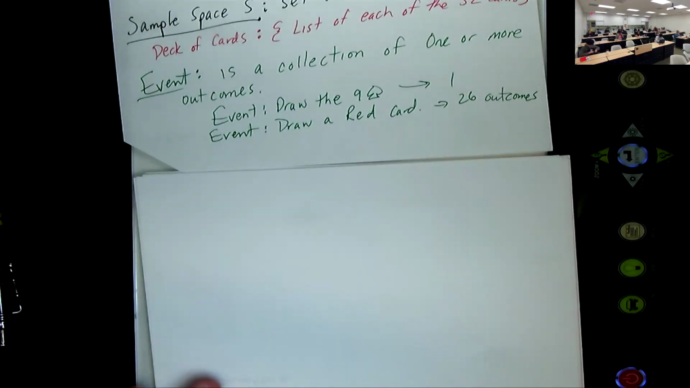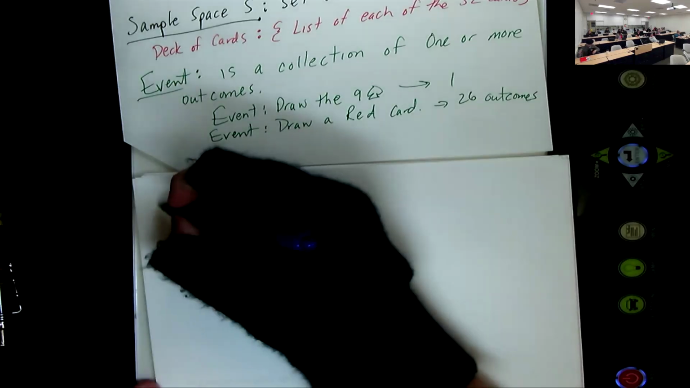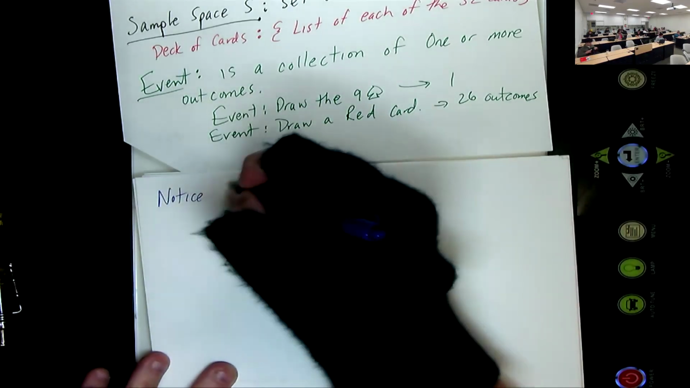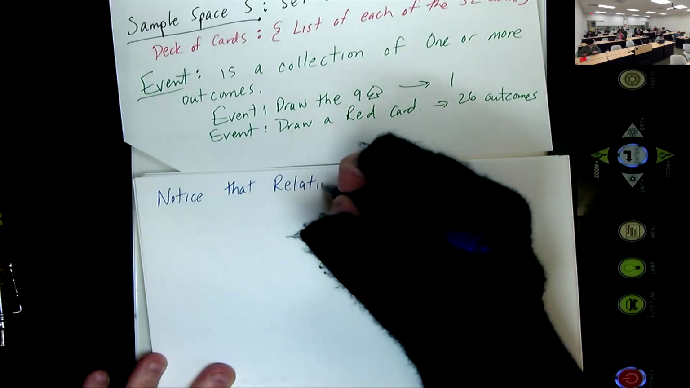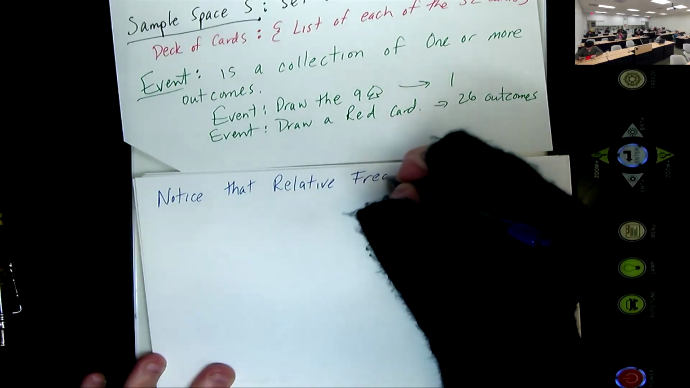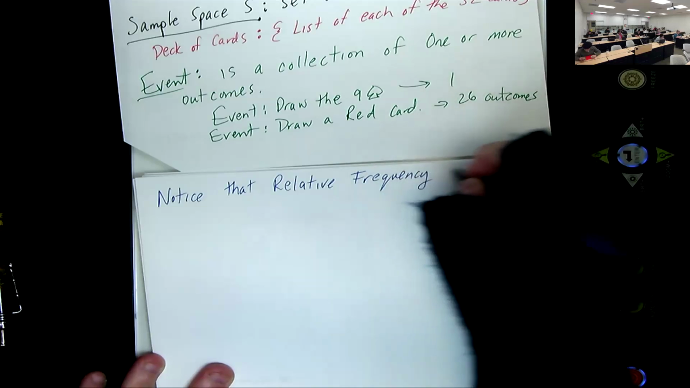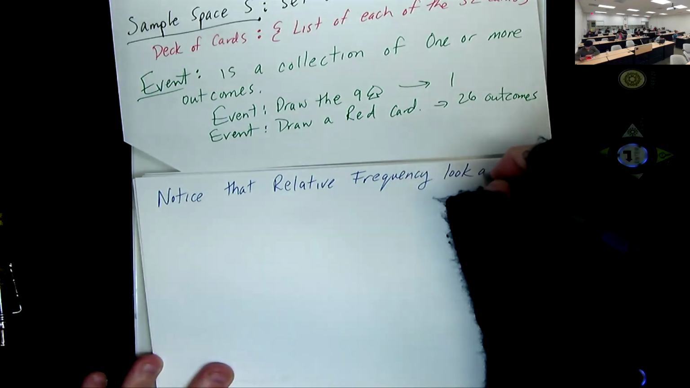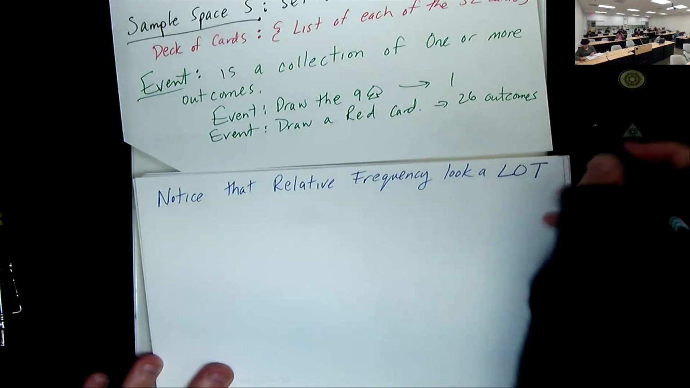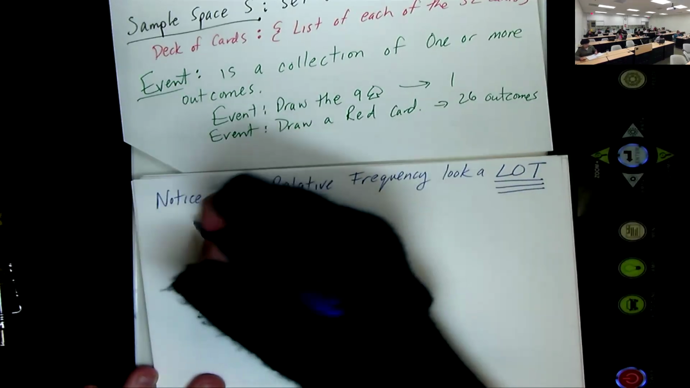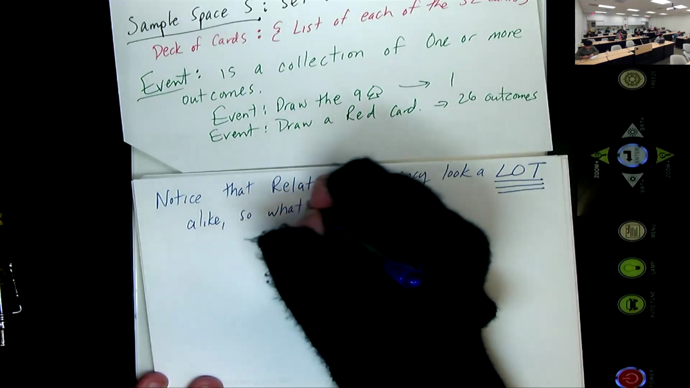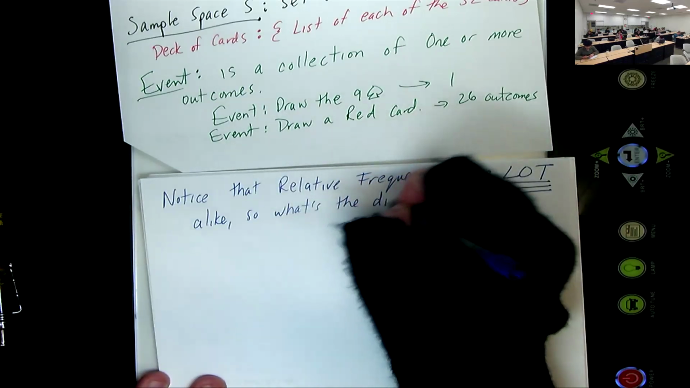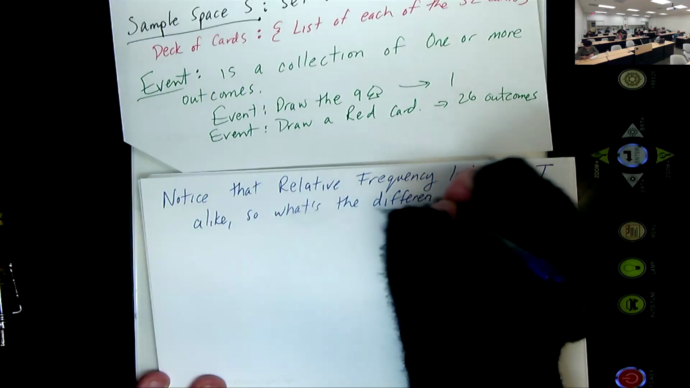Notice, if you notice, hopefully you notice that relative frequency and probability look a lot alike. So what's the difference? We calculate them the same way, everything like that. What's the difference between the two?